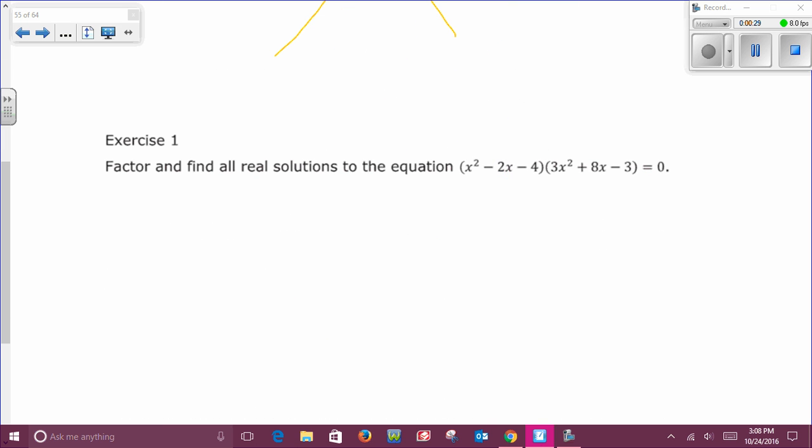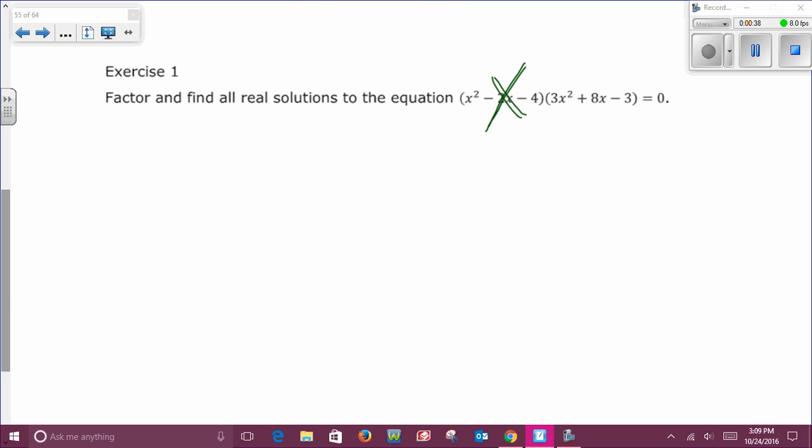Oops, let me get my pen back. And we're going to X out the first part of the equation, because we're not going to work with that one again. It's not factorable. And I really just want to focus on 3x squared plus 8x minus 3 equals 0. And we're going to do this by factor by grouping like we did in the last video.